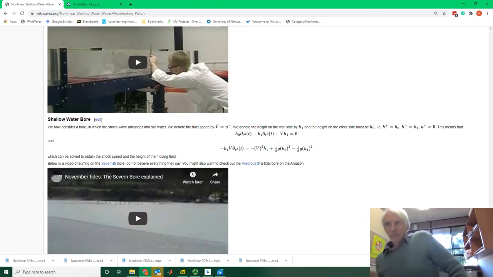Okay. But this doesn't look too tricky a system of equations. I don't think it's got three. The unknowns in it are the ds dt, the speed that it's moving at. You know the height of water in the fluid here. You know the velocity here. Okay.